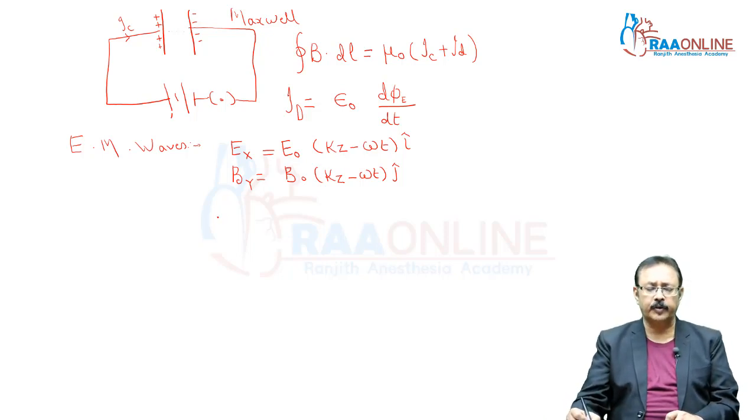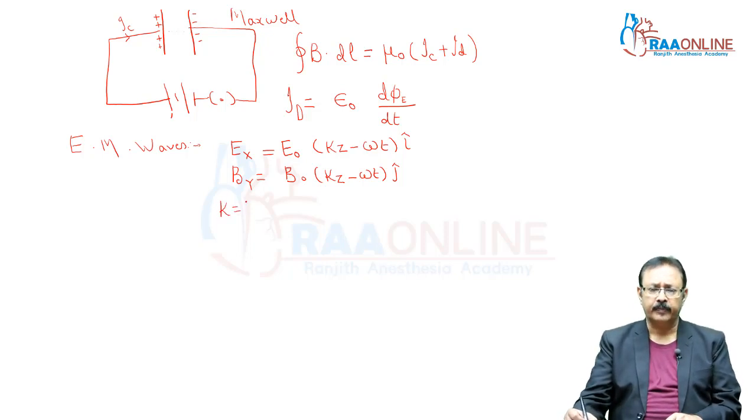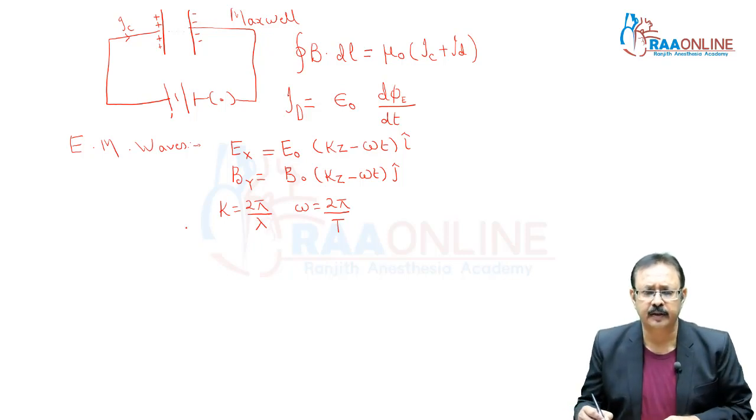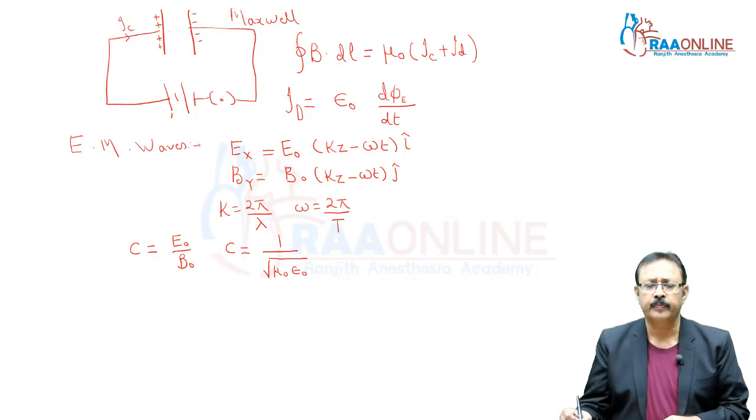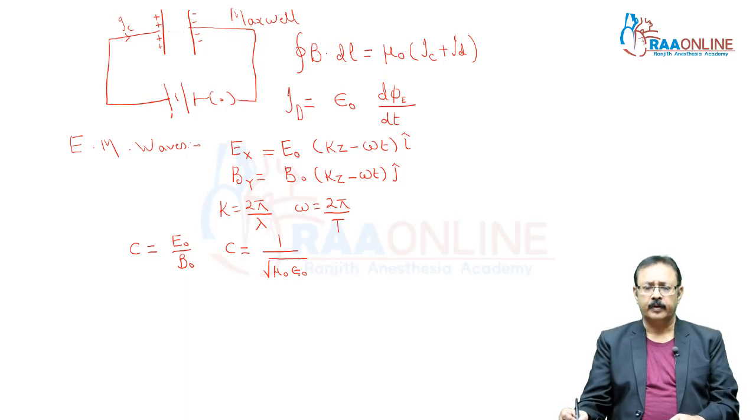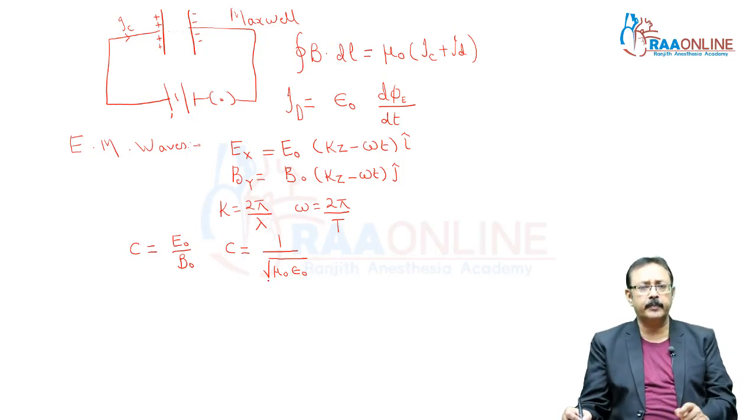k is the wave constant, or you can say propagation constant, and it is given by 2 pi by lambda, and omega, you know, is 2 pi by T, T is the time period, or 2 pi f, f is the frequency of oscillations. And you can calculate the speed of electromagnetic waves as the ratio of E naught by B naught. Also, you can calculate the speed of electromagnetic waves in space by the formula 1 upon root of mu naught epsilon naught. What is mu naught? Mu naught is the permeability of free space. What is epsilon naught? In electricity, it is the permittivity of free space.